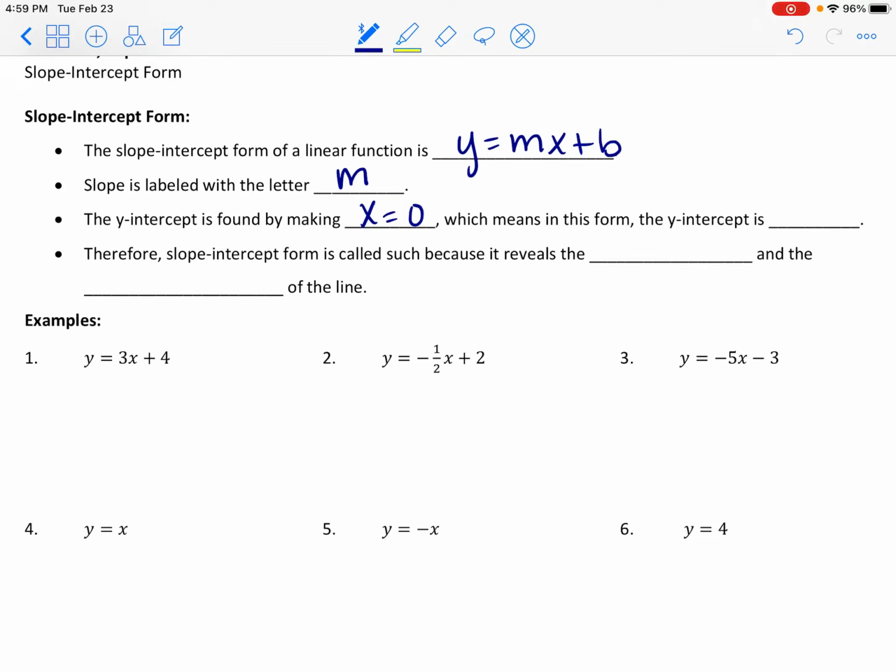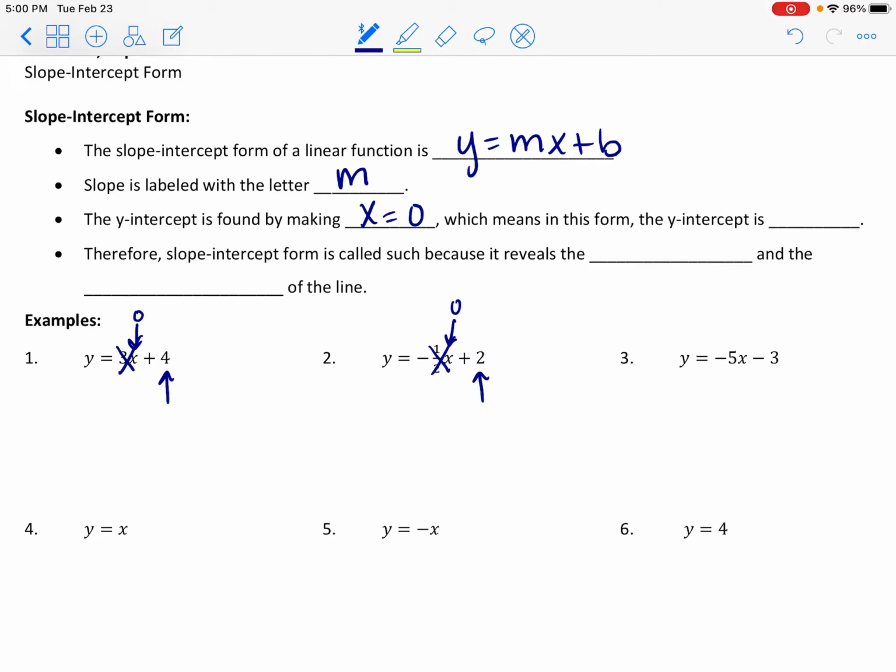Now in our slope-intercept form, if we were to make x equal 0, so if I put a 0 right in there for x, then this term goes away and we're left with this number, which is 4. Put a 0 in for x, this whole term goes away and we're left with this number, which is 2. So that number is always going to be our y-intercept.